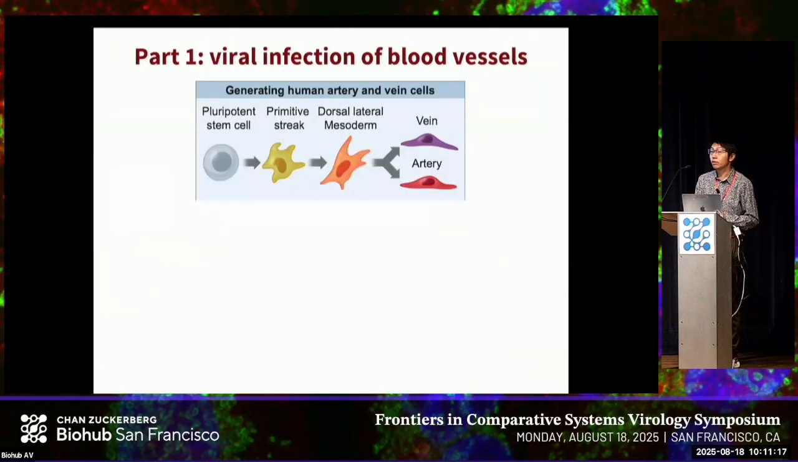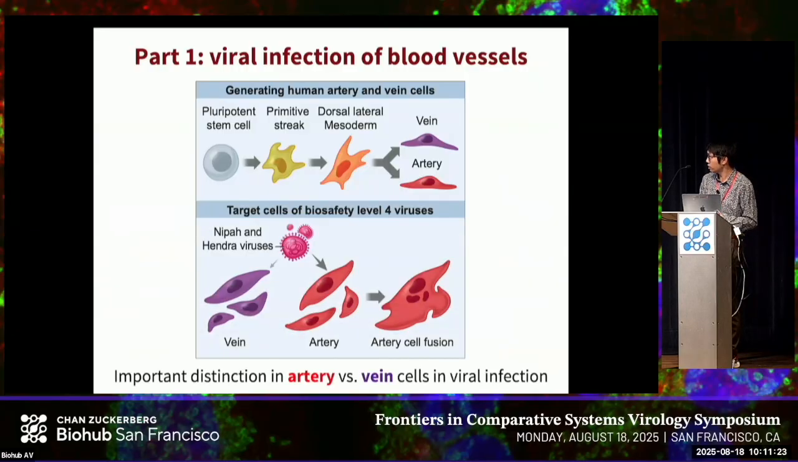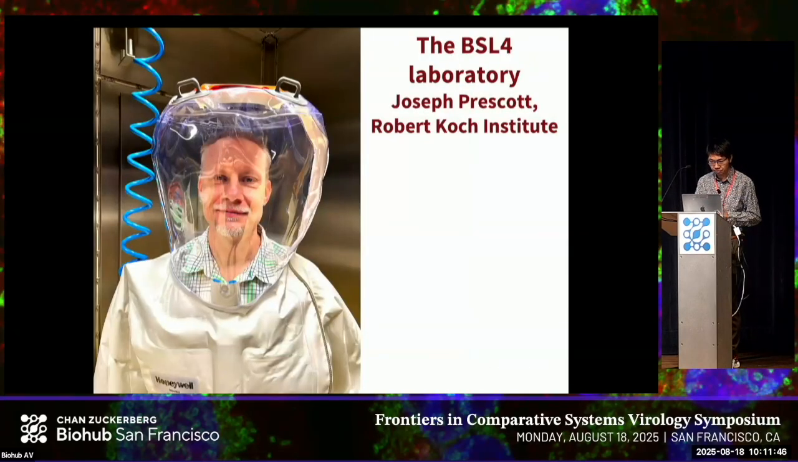So first, we developed methods to convert human pluripotent stem cells into the two kinds of blood vessels, artery and vein endothelial cells. We've then used these human vascular cells to study the effects of these deadly BSL-4 viruses. In the first part, we found a surprising twist that Nipah virus did not infect all blood vessel cells equally, but actually preferentially attacked artery cells. And to our knowledge, this was maybe the first discovery that there's an important difference in arteries versus veins in viral infection.